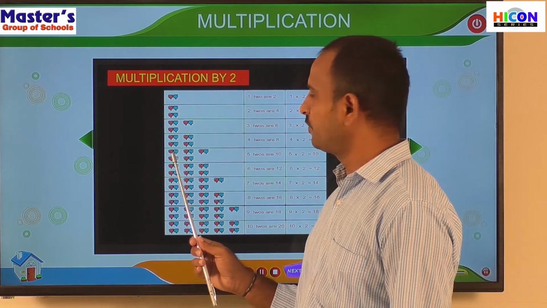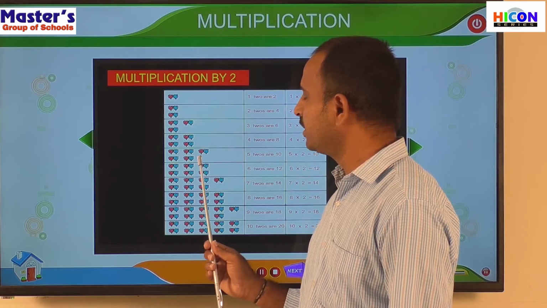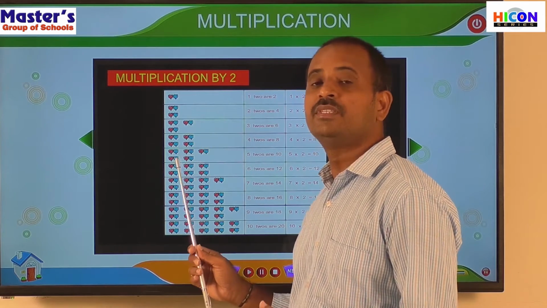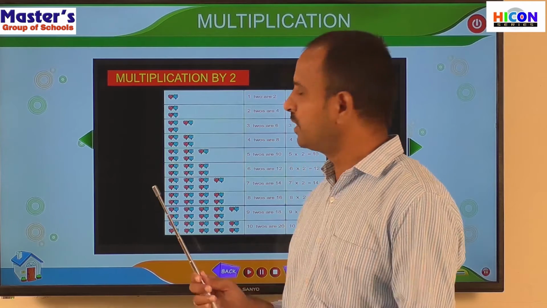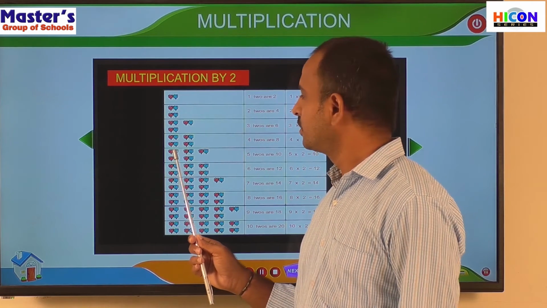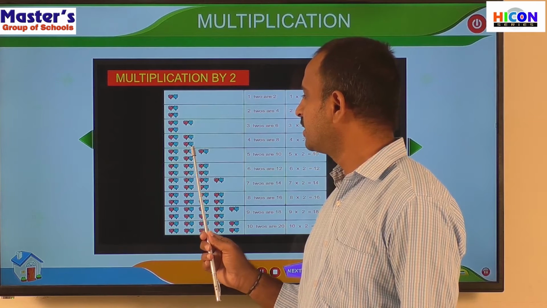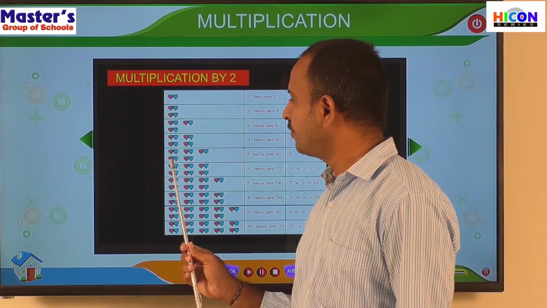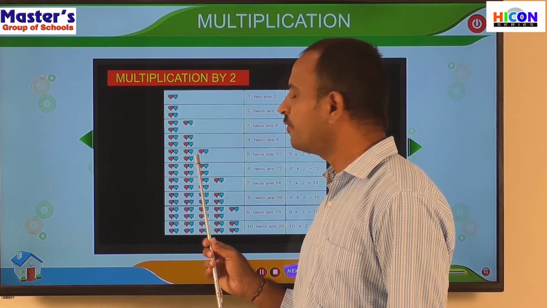Children, see the next row, that is the fifth row. How many 2's are there in this? So how many sets are there? There are 5 sets. That means in each set there are 2 flowers. How many 2's are there? There are 5 2's. This is the first 2, the second 2, the third 2, the fourth 2, and the fifth 2.